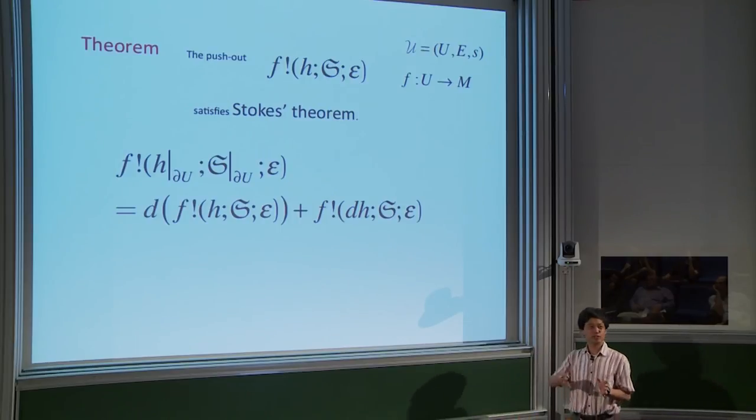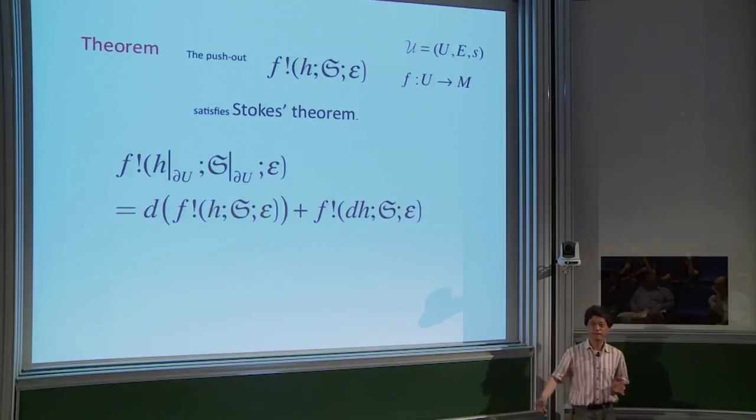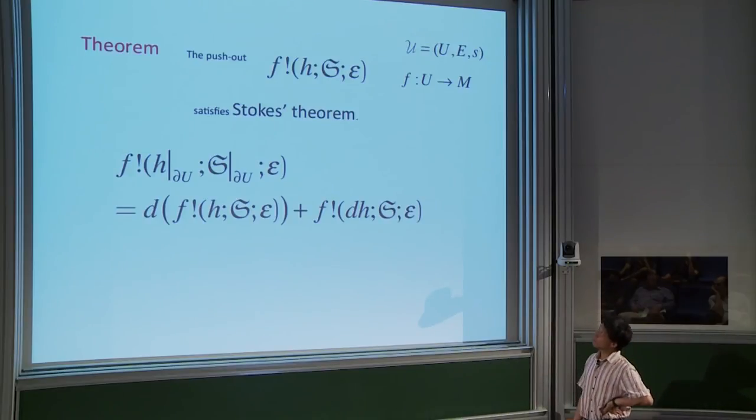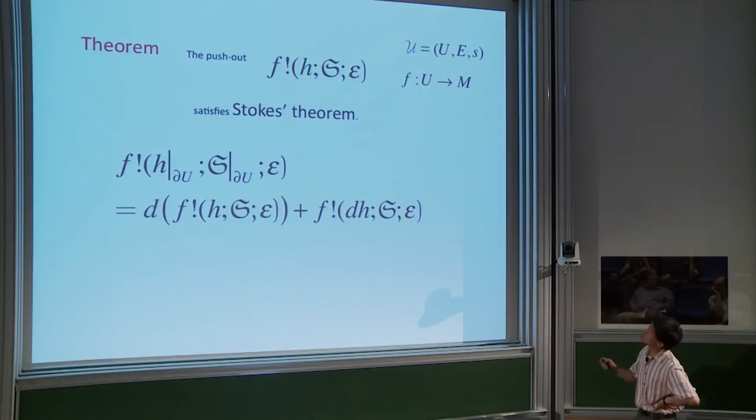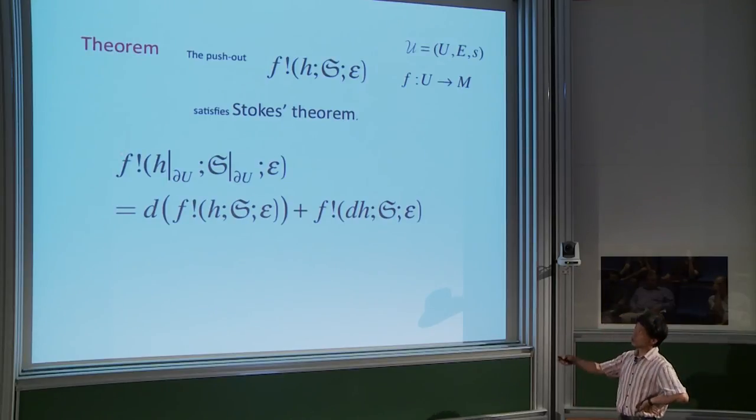So it's something like we learn at the end of the course of manifold. It's Stokes' theorem. What this Stokes' theorem means is that suppose you have this triple UES, and suppose this U orbifold has a boundary. It may have a corner, but it may have a boundary and corners. So you restrict this H to this boundary of U.